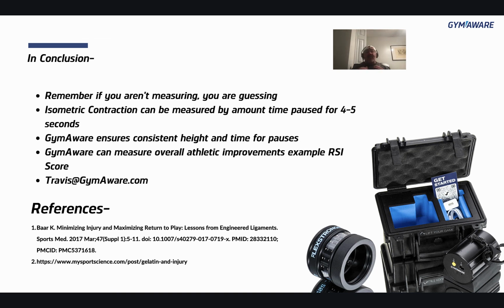GymAware can measure overall athletic improvements though. Example, RSI score, which, if you watched the episode on elasticity, you noticed we did the RSI with Ryan where he jumped from the 45 centimeter blocks, and we're looking at ground contact time as it compares to height. That's a great look at elasticity. And so isometrics in conjunction with bounding, like a depth jump, should improve your elasticity. So that's one way you could measure it with GymAware.